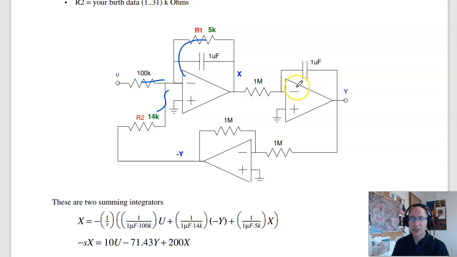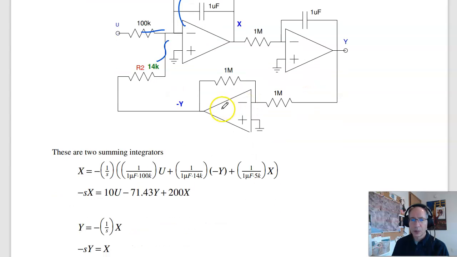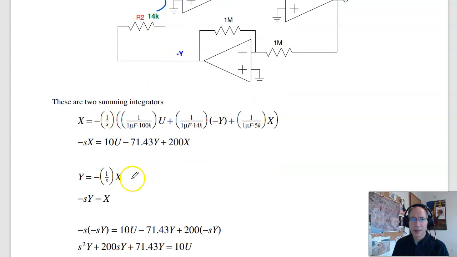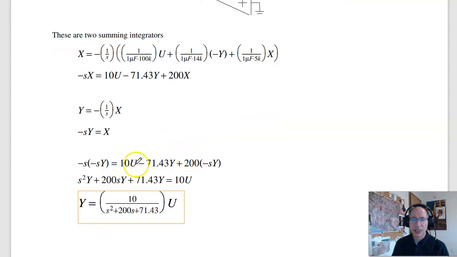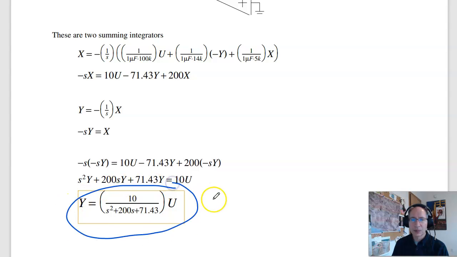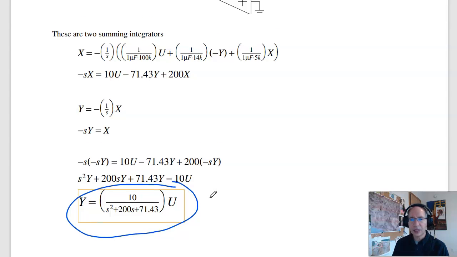The second integrator, the gain is minus 1 over s times x, or solving for x. Now substitute. That gets rid of all the x's. I have y in terms of u, and solve, and here's what you get. So that is quiz number 3 for ECE 321.